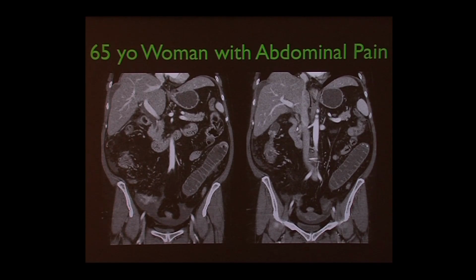So this is a coronal. And here's the bile duct. Here's the liver. This is the portal vein that brings blood into the liver. And this is the bile duct that's bigger than it should be. And it comes down into the head of the pancreas, and there's the stone.